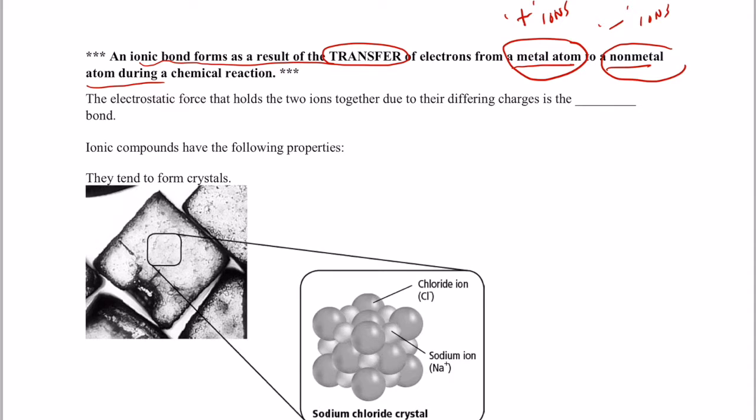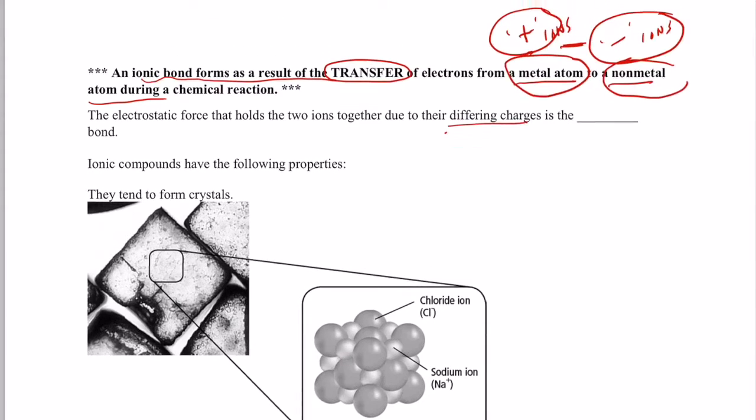And obviously, we have positives and negatives, and they will attract each other, forming what we call an ionic bond. That's due to the transfer of electrons from metals, who want to lose electrons, to nonmetals, who want to gain them. As a result, we end up with charged particles, or ions, that are attracted to each other. The electrostatic force that holds the two ions together due to their differing charges is the ionic bond.